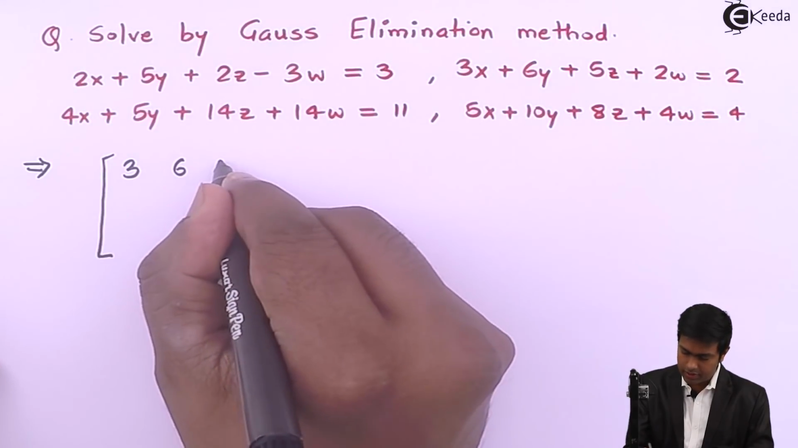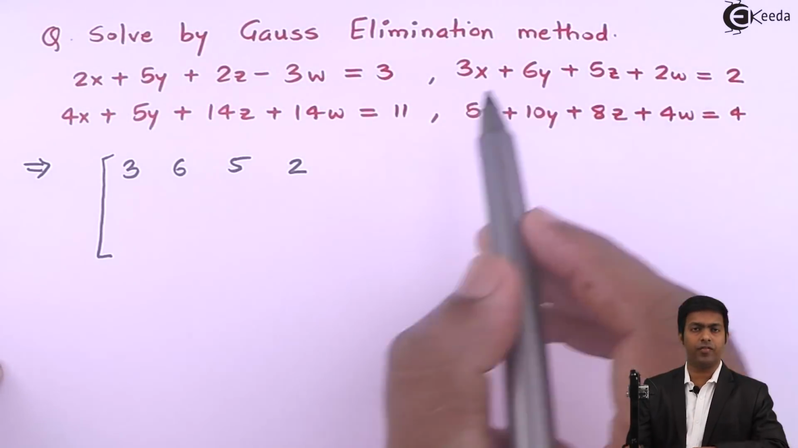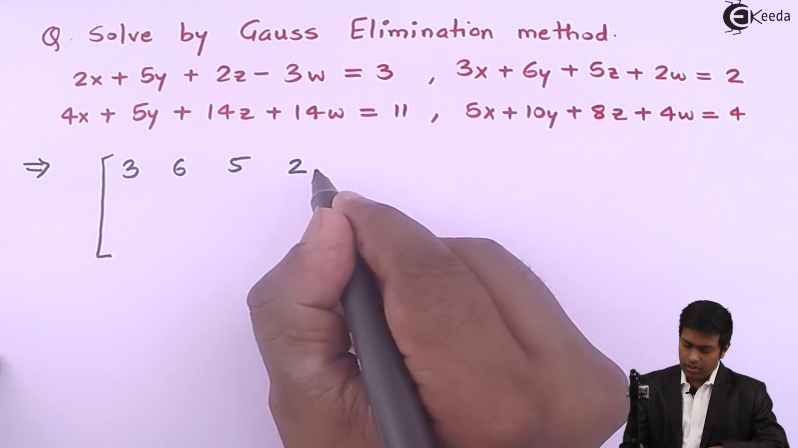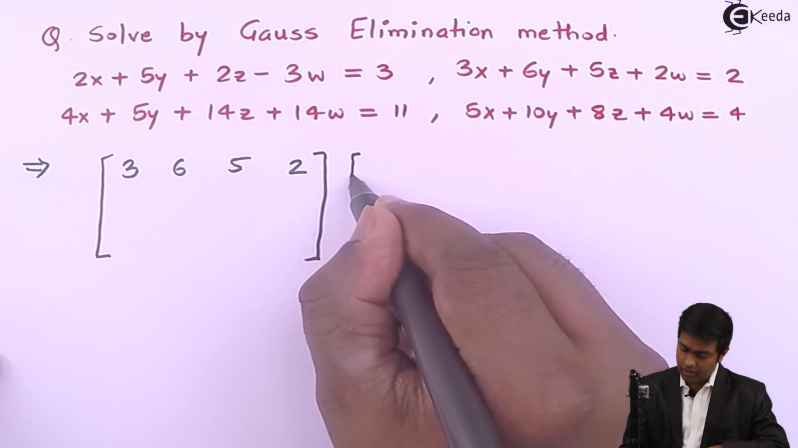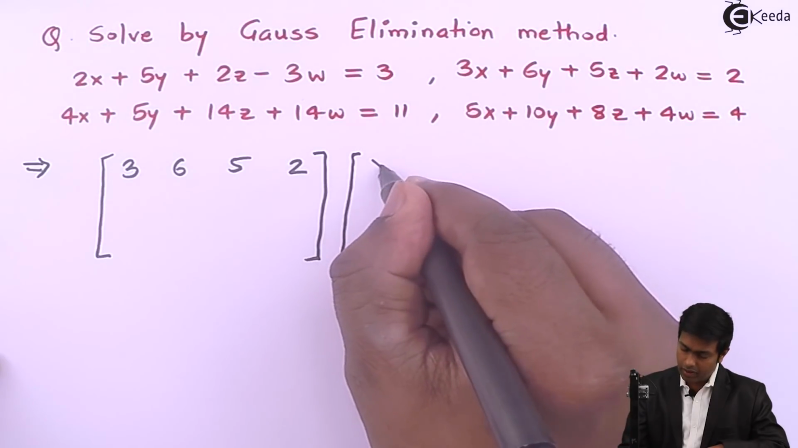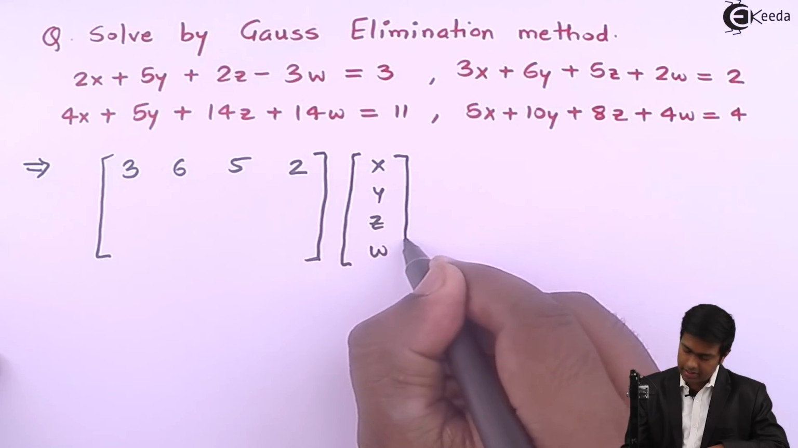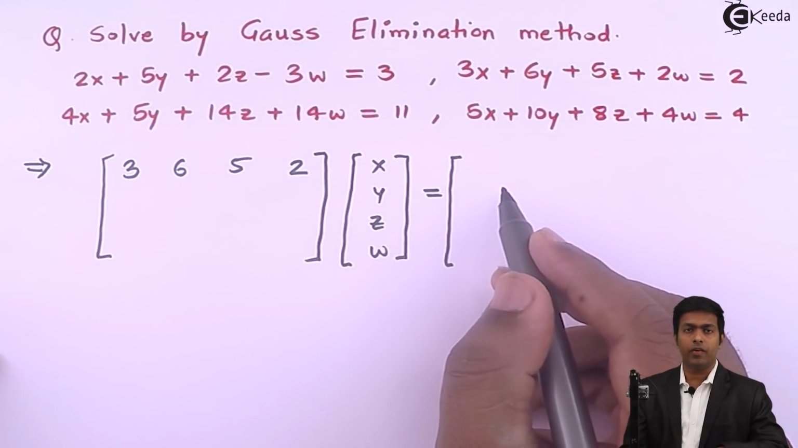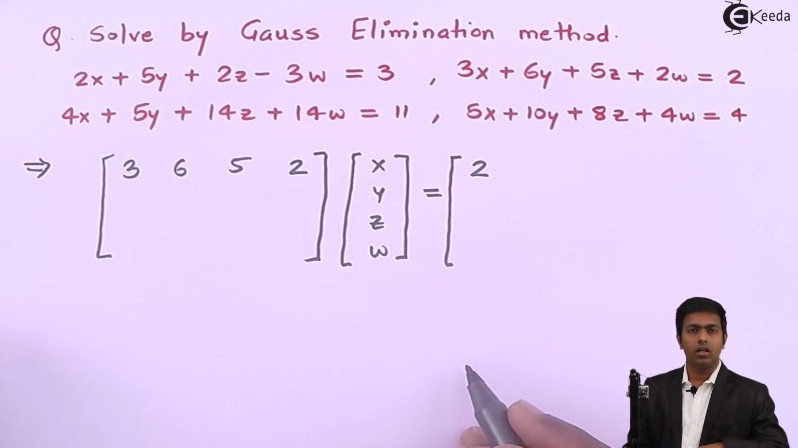3, 6, 5, 2. I am taking the second equation first. You can take any equation anywhere, so I have taken the second equation first. Next here we will get x, y, z and w as the unknowns, whereas on the right hand side we will get the constant matrix. Here the constant is 2, I will write it over here.